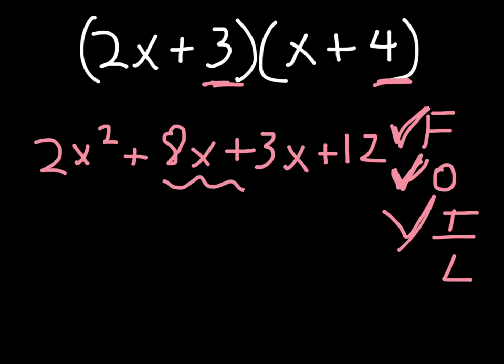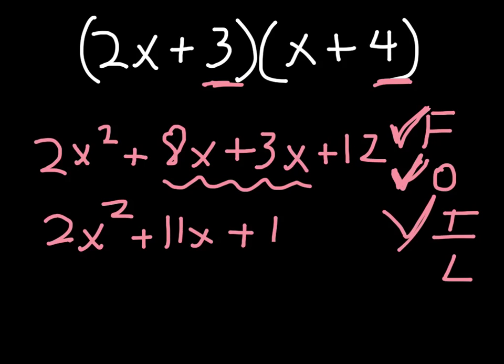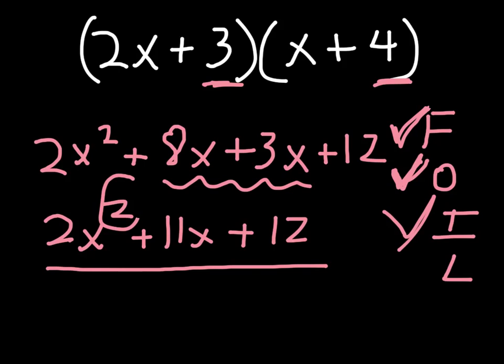Now I can simplify the 8x and 3x because those are like terms. So my final answer is 2x squared plus 11x plus 12. And notice that I wrote this in descending order according to the variable x. Remember what descending means? Highest to lowest according to the exponent. So it goes an exponent of 2, an exponent of 1 there really, and then nothing.